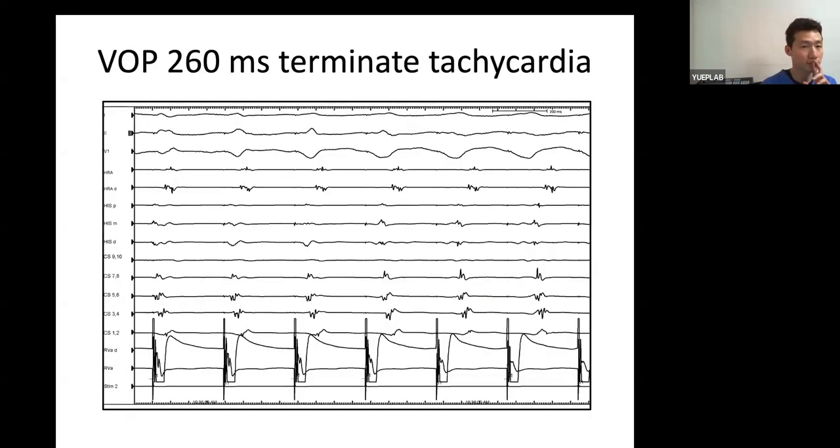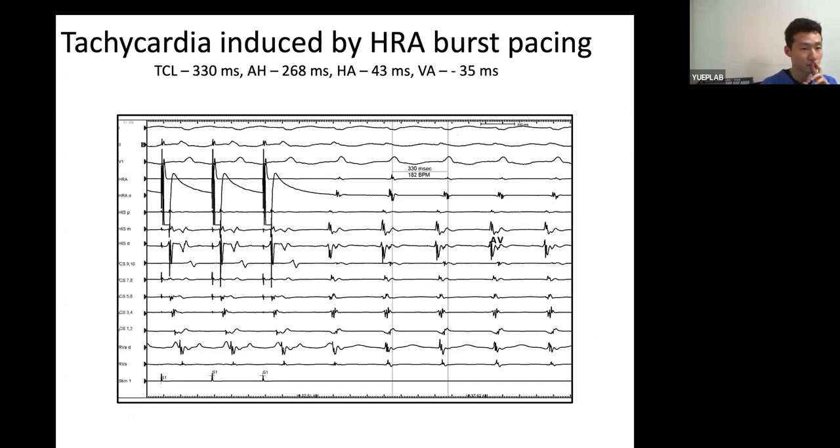Okay. Keep going. And then this is the same thing. What happened here? Why do you think the septal A became early here? Because his catheter moved.